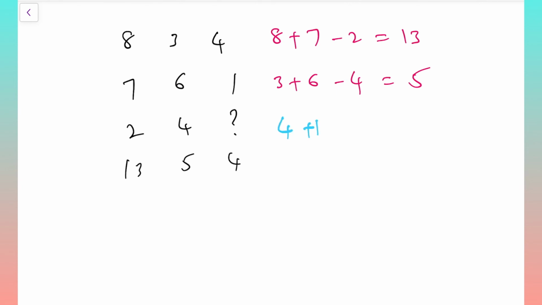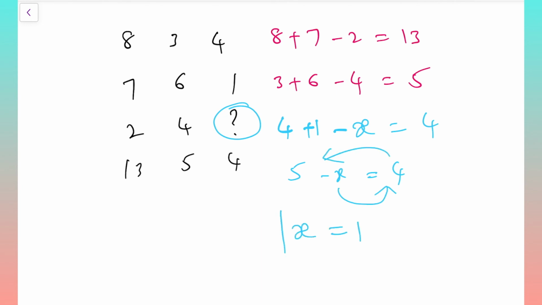4 plus 1 minus, the third number we don't have, so I am taking it as some constant x, equals to 4. 4 plus 1 is 5, 5 minus x is equal to 4. Take minus x to the right side and bring 4 to the left side. So we will get the x value as 5 minus 4. It's nothing but 1.